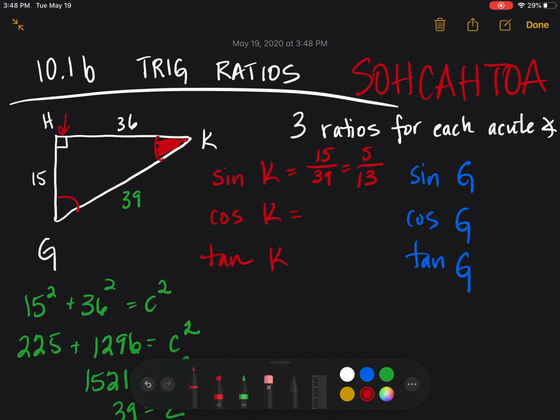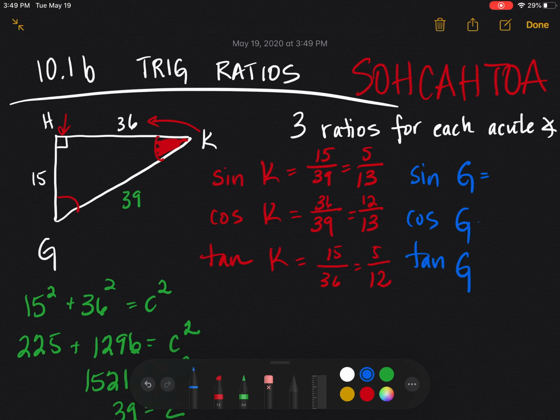So then cosine is going to be adjacent. What's adjacent? Oh, sorry, that was the wrong way. Adjacent to that is 36, because that's a leg. Remember, that's our leg. This is our hypotenuse, adjacent over hypotenuse. And that's going to reduce to 12 over 13. And then the tangent is opposite, 15, over adjacent, 36. And that's going to reduce to 5 over 12.